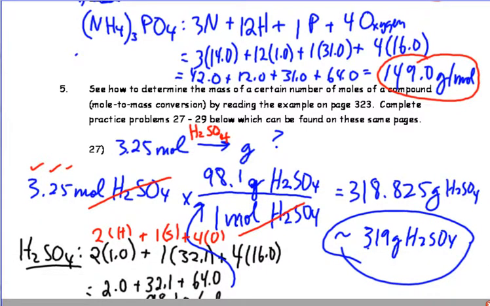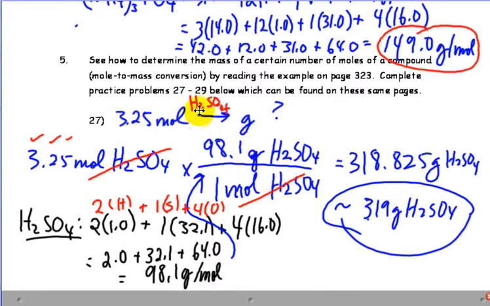So as you can see here, I did that right here. For H2SO4, for every 1 mole of H2SO4, I have 2 moles of H, 1 mole of S, 4 moles of oxygen, so 98.1 grams per mole. So going from moles to grams, at 98.1 grams per mole, you can see moles cancel, and I'm left with grams. 318.825 grams. And of course this number is 3 sig figs, so 1, 2, 3. This is an 8, so this gets bumped up to 9.